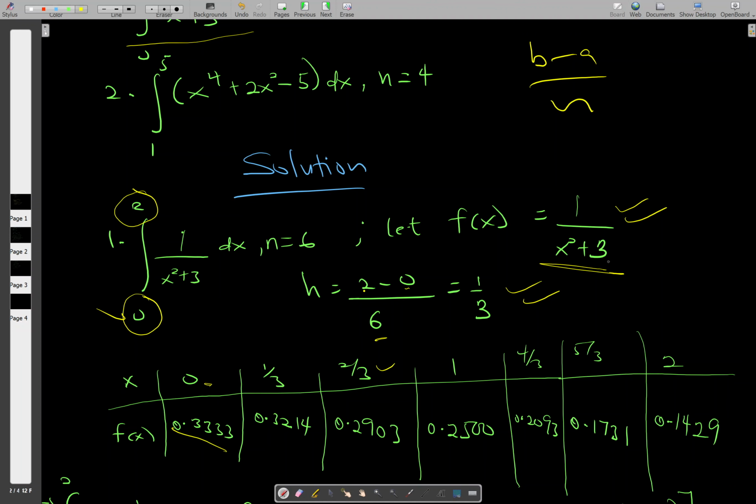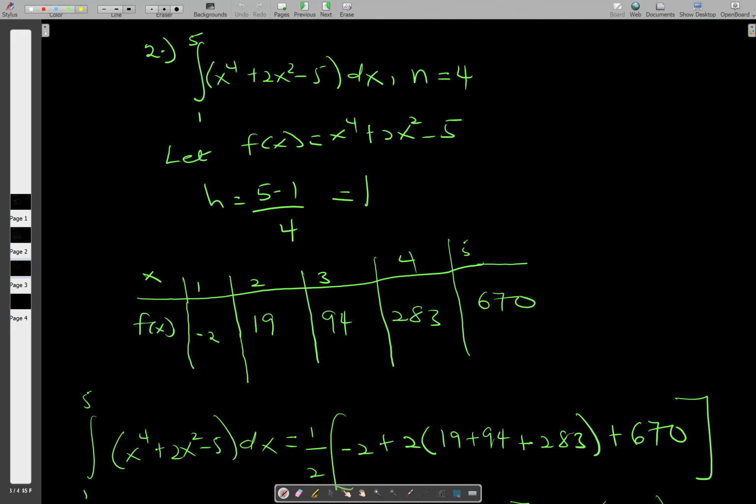Just like the first one, we let our integrand be f of x, then we calculate the step size, that's the upper limit, which is 5, minus the lower limit, all divided by n. When you do that, you get 1. So for x values, we'll start from 1, then add 1 to it until we get 5. So 1 plus 1 gives us 2, 2 plus 1 gives us 3, 3 plus 1 gives us 4, then 4 plus 1 gives us 5.